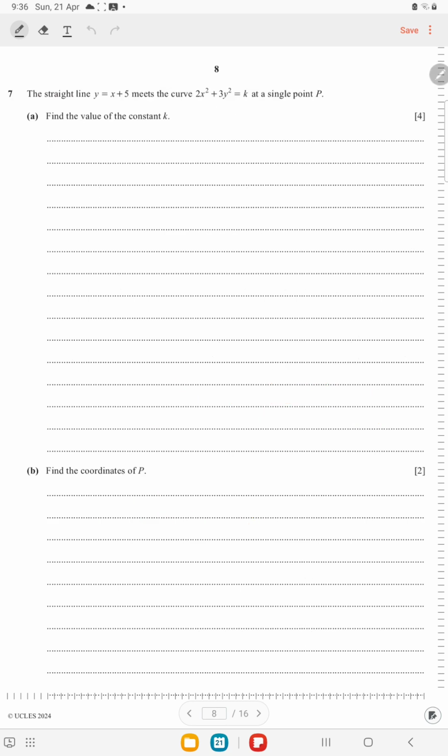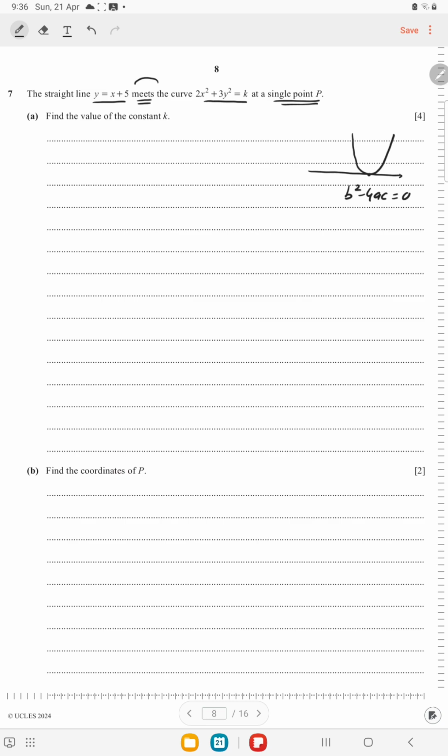Okay guys, question number 7 says the straight line y equals x plus 5 meets the curve. Meets means intersects the curve at a single point. A single point means the line looks to be a tangent. So for a tangent we know the property: b square minus 4ac should equal 0. This should be in your mind. We have to find the value of the constant k.